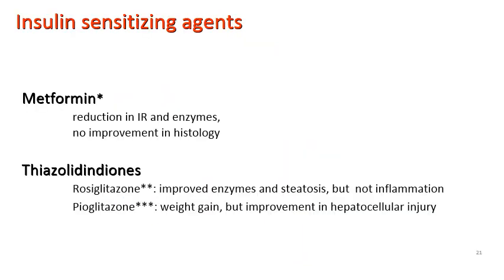Insulin sensitizing agents as metformin, which cause reduction in the insulin resistance and enzymes, but there is no improvement in histology, while thiazolidinediones cause improved enzymes and steatosis, but not inflammation. Pioglitazone causes weight gain, but there is improvement in hepatocellular injury.